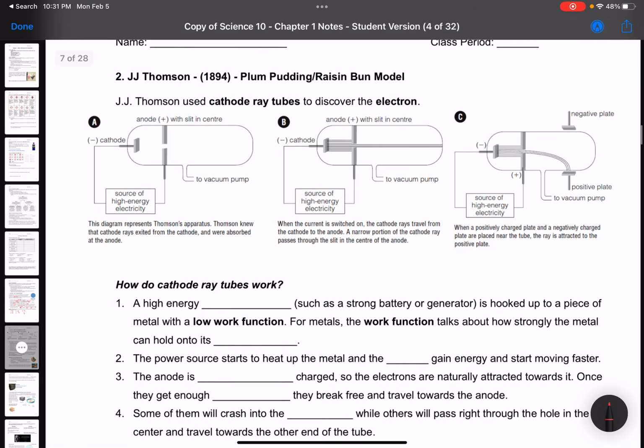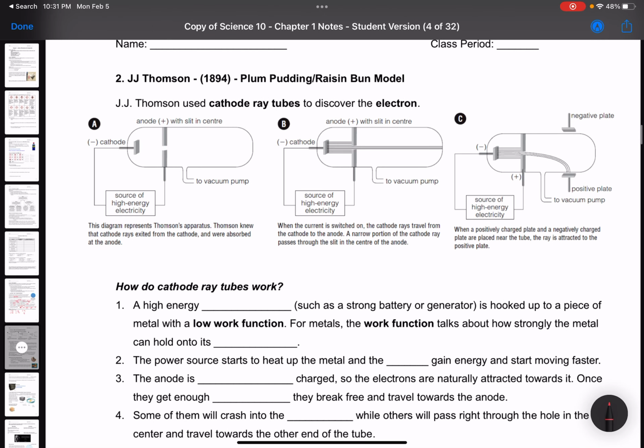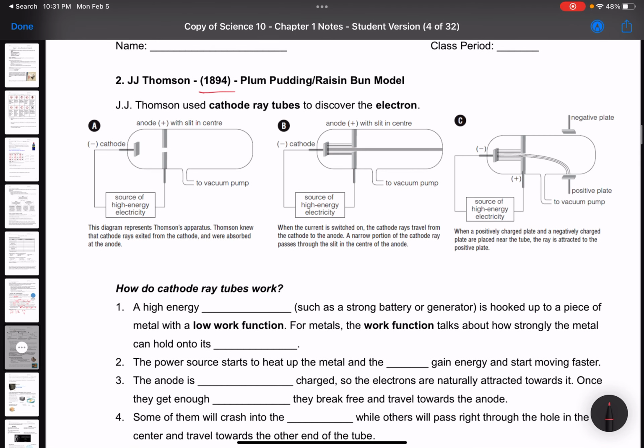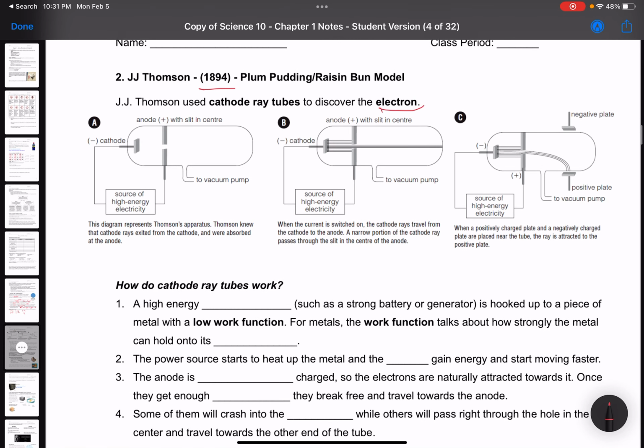Okay, so this brings us to J.J. Thomson. So we're looking at 1894. So almost 100 years have gone by, and Dalton's atomic model has stood true. J.J. Thomson used cathode rays to discover the electron. So this is our first mention of a subatomic particle. The ones that we're going to be talking about in Science 10 are protons, electrons, and neutrons, but the electron is the first one that we found.